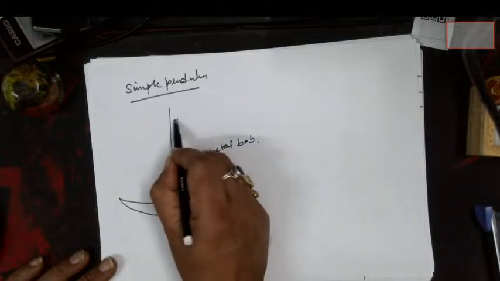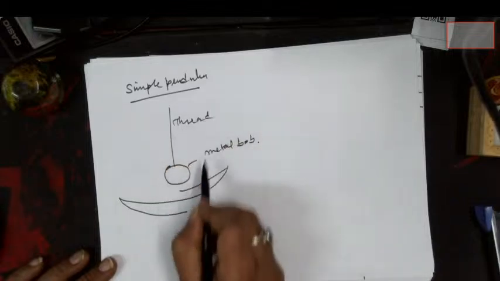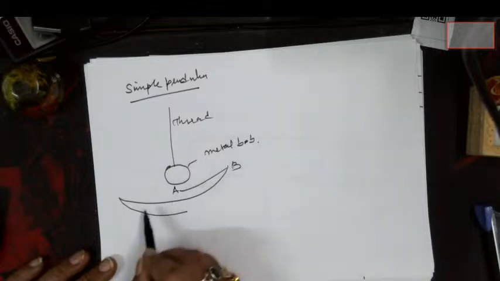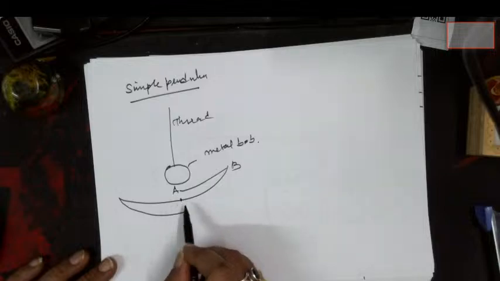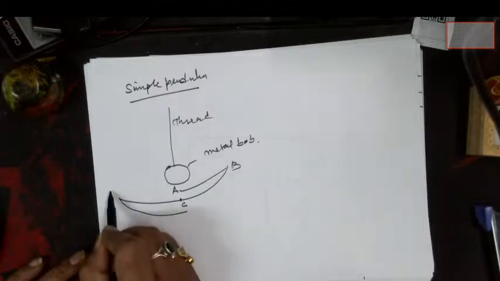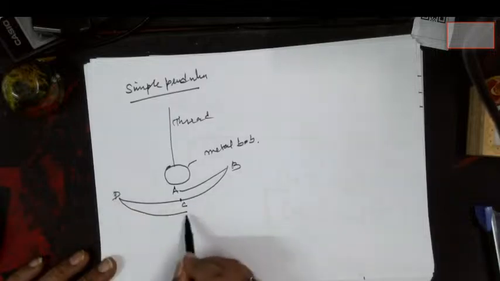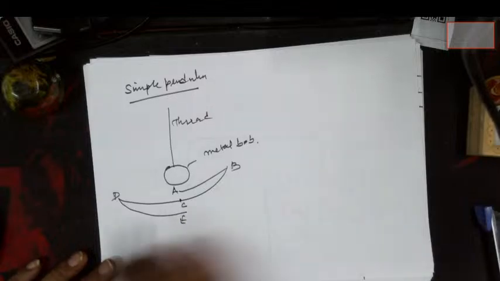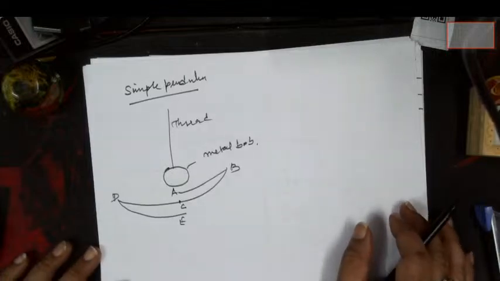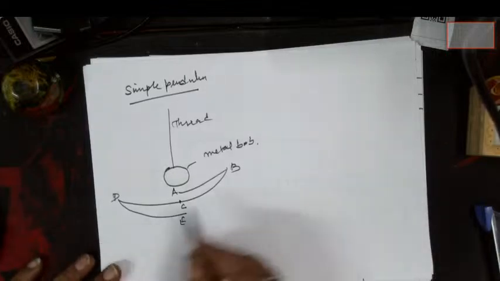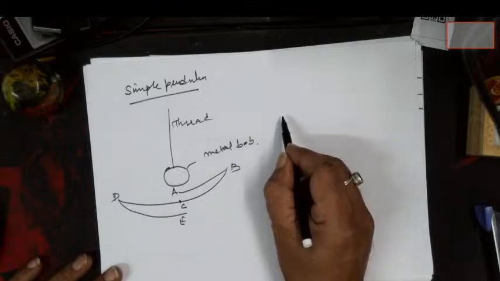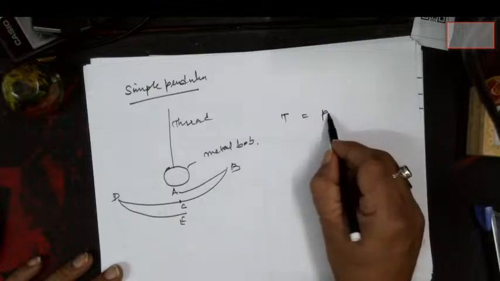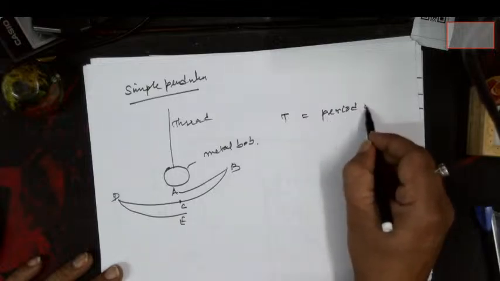And this is the thread. This is the neutral position A, and it goes to the extreme B, and again it comes to the position C, then it goes to this position D, then comes again here at E. So it goes on. Now the period of oscillation. The period of oscillation is T here. Time period, or you can say period of oscillation.